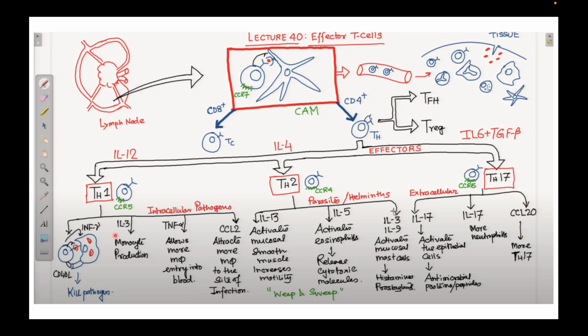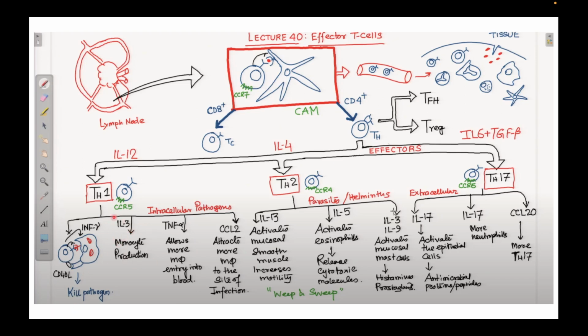Okay, so if it is a Th1 kind of helper cell, it interacts with the antigen presenting cells, and these helper cells do not kill, so they help in killing. They are not cytotoxic cells, but they help in killing. So they activate macrophages into cytotoxic cells which kill the pathogen.